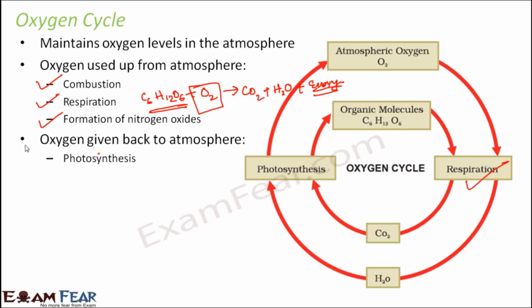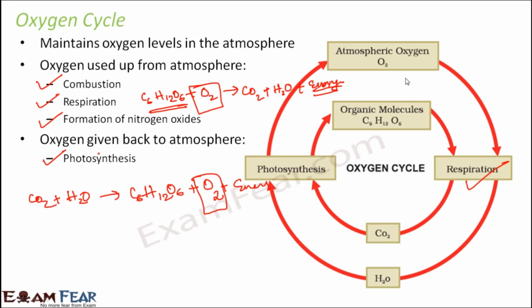Now how is oxygen given back to the atmosphere? By the process of photosynthesis. Because in photosynthesis, carbon dioxide is taken up from the atmosphere and it combines with water to form food in the form of glucose, and a byproduct is oxygen. So oxygen is released in the process of photosynthesis. So photosynthesis and respiration are like reverse processes. Respiration takes up oxygen from the atmosphere and photosynthesis gives back oxygen to the atmosphere.